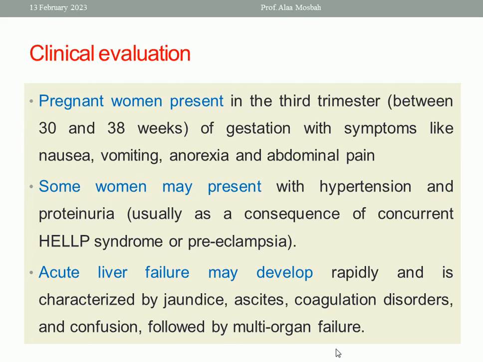By the way, differentiation between acute fatty liver of pregnancy and HELLP syndrome is a challenge. Okay? Then what will happen? Acute liver failure may develop rapidly and is characterized by jaundice, ascites, coagulation disorder, encephalopathy, confusion, and multi-organ failure.